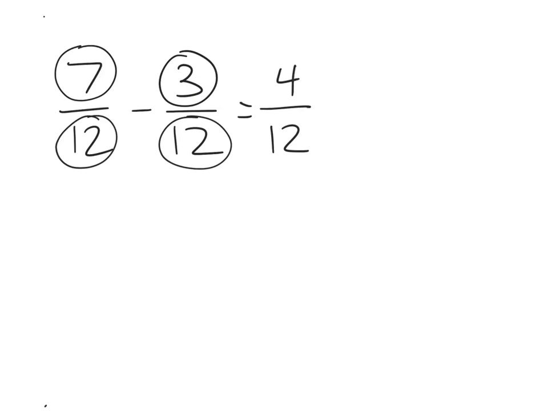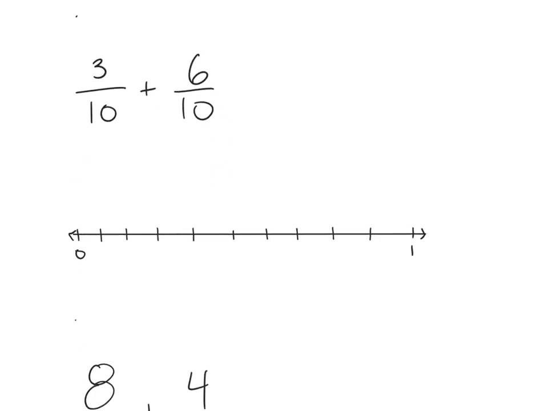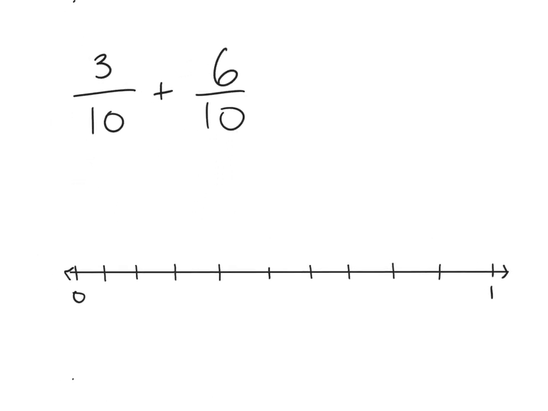So you can see that subtracting fractions with similar units isn't so much of a complicated thing. We simply subtract our numerators and we keep our units the same, or our denominators the same, the whole time. So there's a similar method we can use when we're working on addition. We're going to be looking at the problem 3 tenths plus 6 tenths, and once again I'm going to use a visual model of the number line.